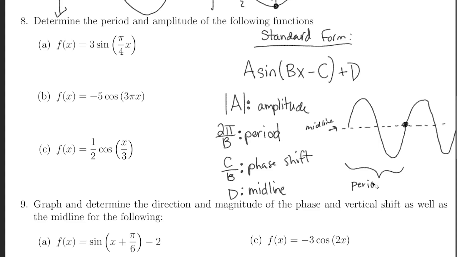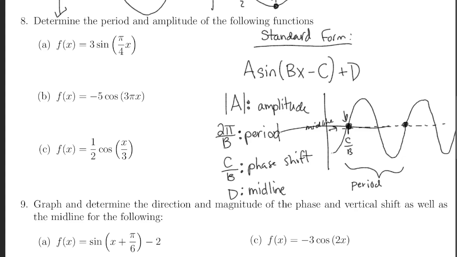Phase shift, though, you could think of, at least for the sine function, as the starting point, this point right here. And the x coordinate of that starting point is the phase shift. So this is c over b over here.